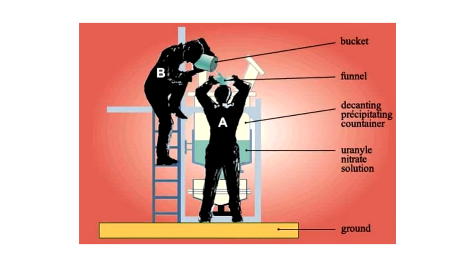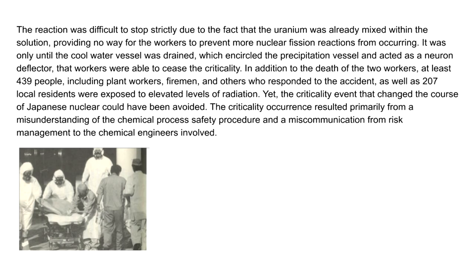However, the addition of the 7th batch of solution caused a self-sustaining chain reaction, otherwise known as criticality, that persisted for several hours. Once the nitric acid solution was added to the uranium, the criticality began. Neutrons and gamma rays were emitted and led to the eventual deaths of the workers Hisashi Ouchi and Masato Shinohara. The reaction was difficult to stop because the uranium was already mixed within the solution, providing no way for the workers to prevent more nuclear fission reactions from occurring. It was only when the cooling water vessel was drained, which exposed the precipitation vessel and acted as a neutron reflector, that workers were able to cease the criticality.